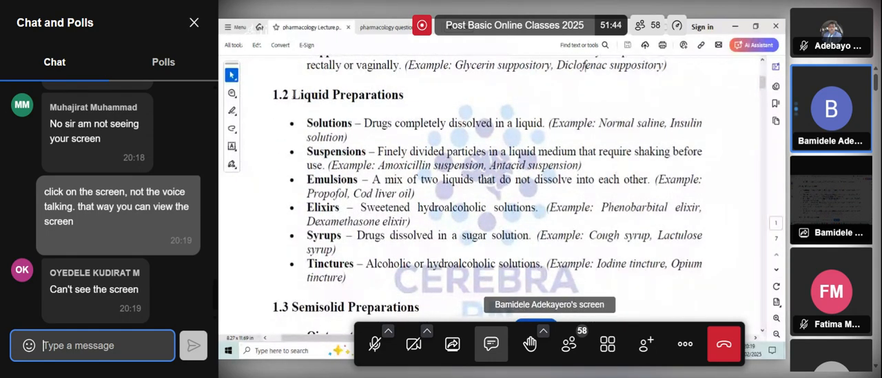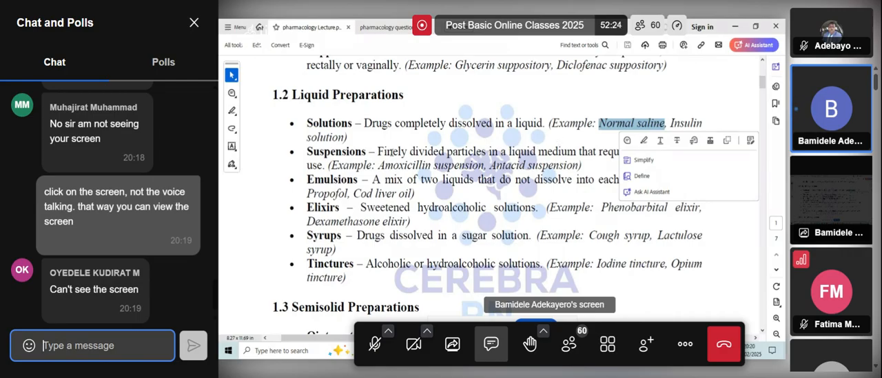Now we have the liquid preparations, which are very familiar as well. We have the solutions, the ones that are clear. In solutions, the drug is completely dissolved and you have a clear liquid. A common example is insulin. We have some insulins that are crystal clear. Your normal saline is clear. Normal saline is a form of medication as well. They look crystal clear, so they are solutions because they are clear.